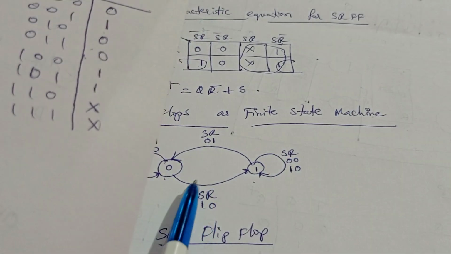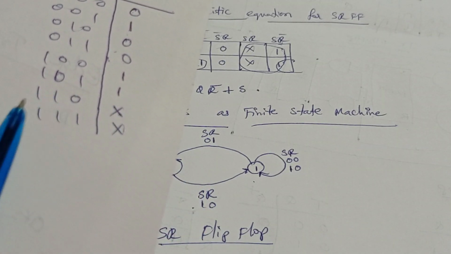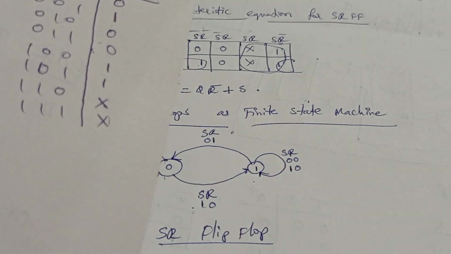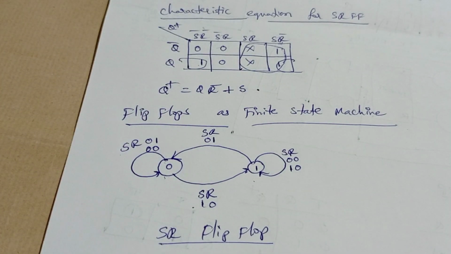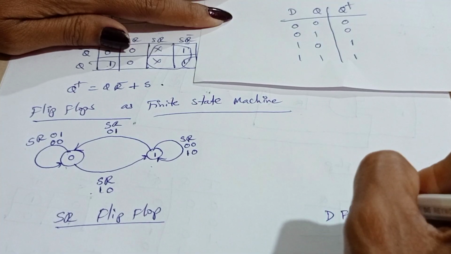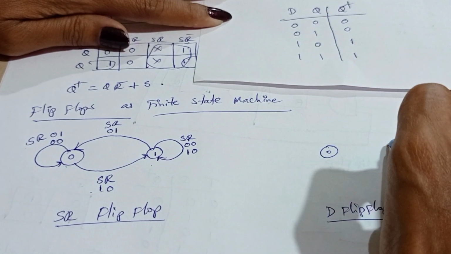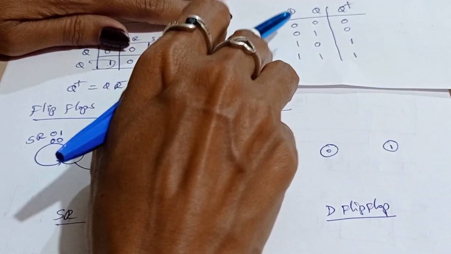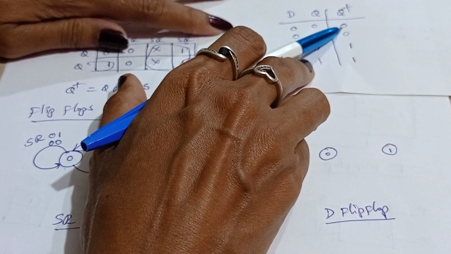Next, S is equal to R is equal to 1. Okay, this condition both are 1, it is not allowed in SR flip-flop. So, this is the state machine. State 0, state 1. When Q is 0, it is in the same state 0.